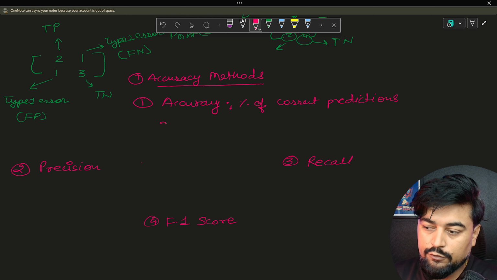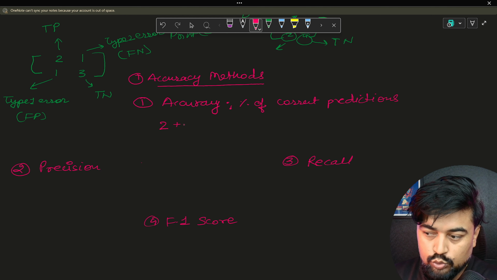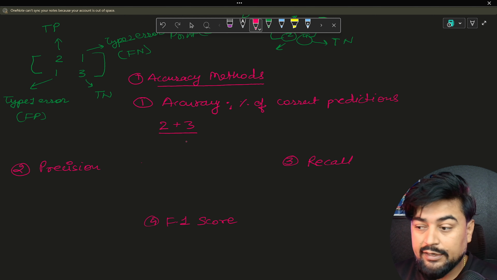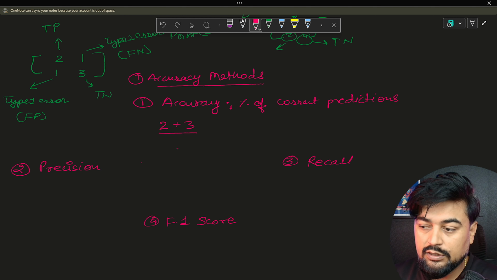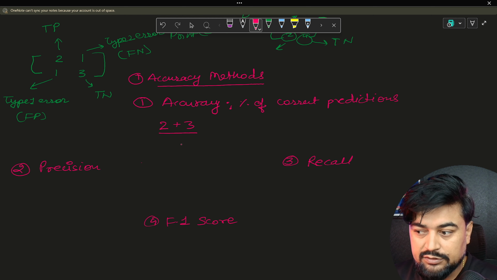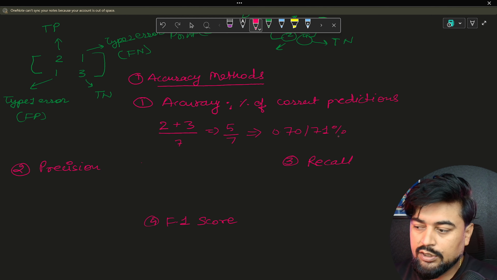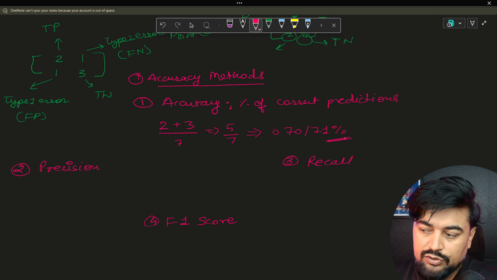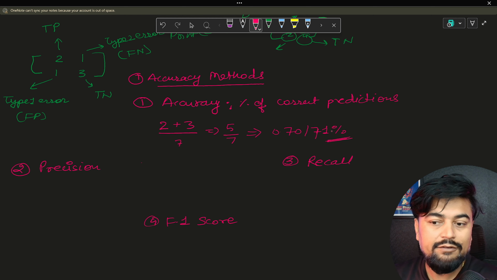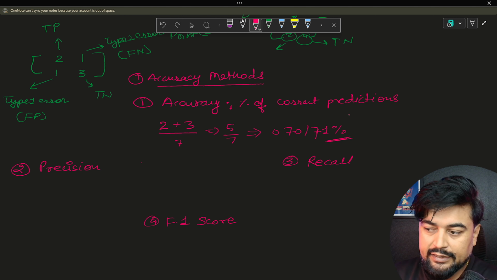You will do the sum of true positive, which is 2, with the true negative, that is 3, and you will divide it by the total, that is 2 plus 1 plus 1 plus 3, which is equal to 7. So here you will divide 5 by 7, which will come to somewhere 0.70, or we can say 71%. Now this is the accuracy of your model. Your model is up to 71% correctly predicting the value.